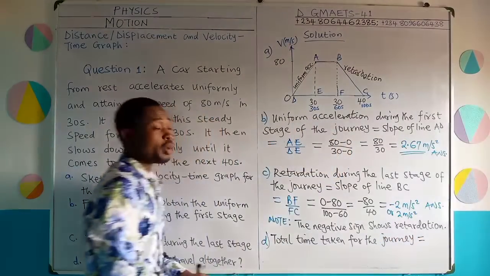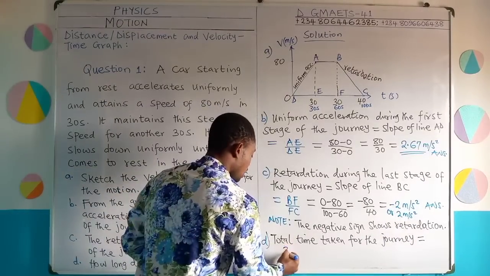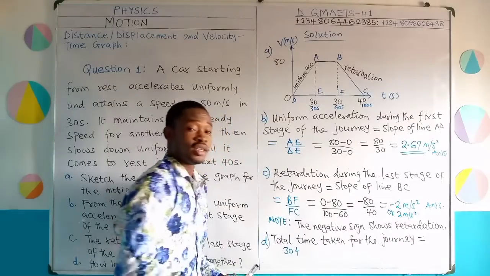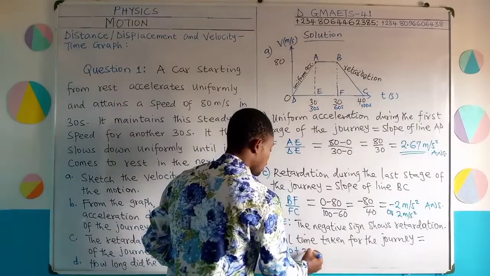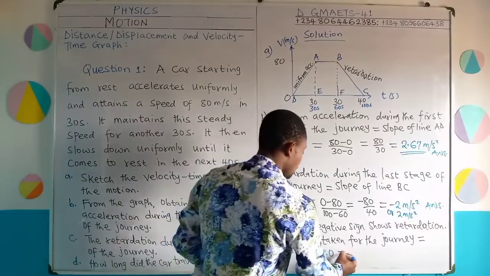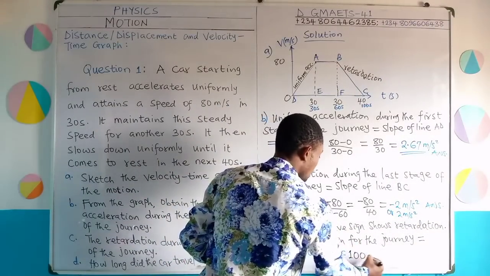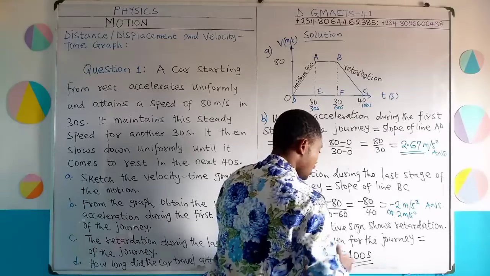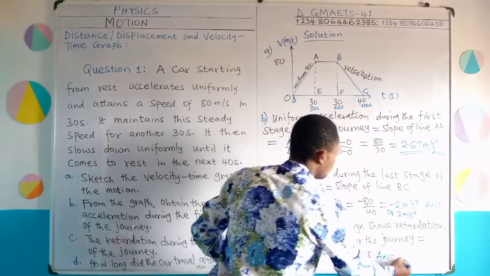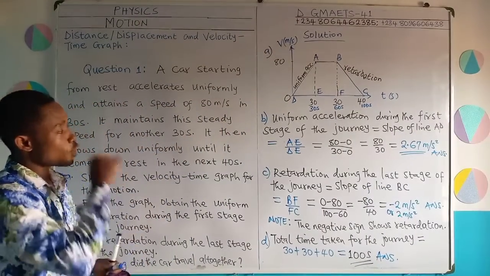This is equal to, remember the first stage of the journey is 30 seconds. So it's going to be 30 plus, the second stage is another 30, and then the last stage is 40. If you add up, this is going to give us 100 seconds. And so that is the total time. That is how long the journey took. And we're done with this question.